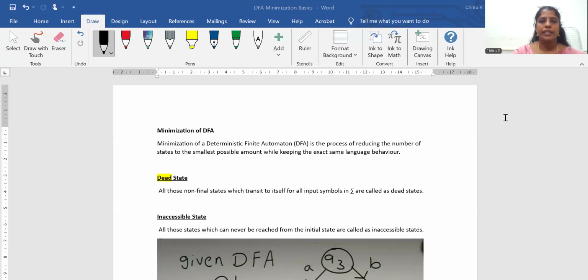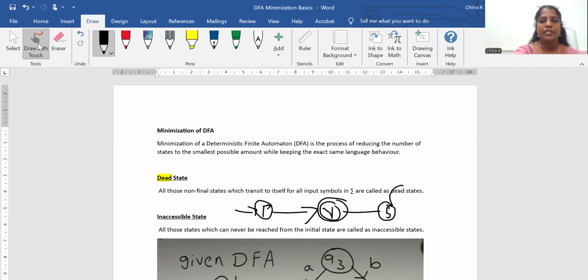A DFA that contains a dead state can have it eliminated. What do you mean by dead state? For example, consider this DFA. It begins with the start state P and then it goes to the next state. This one is state T, and this one is state R. Consider R is the final state, and there is one more state called S. For S, A comma B loops to S.